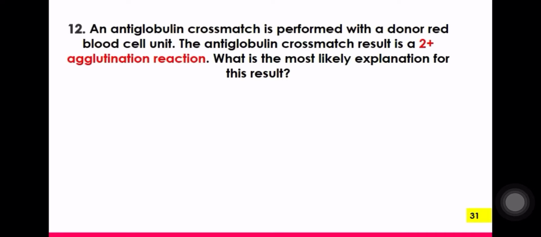Next, for number 12, an antiglobulin cross-match is performed with a donor red blood cell unit. The antiglobulin cross-match result is a 2+ agglutination reaction. What is the most likely explanation for this result?